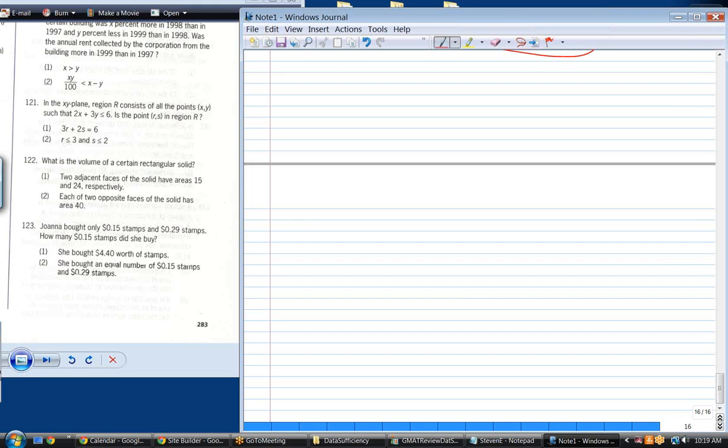There's certainly the trial and error method of solving this, but that's going to take a long time. So I wouldn't recommend that. Let's see if we can set up some algebraic equations. Yeah, I set up 0.15x plus 0.29y. I like it. Plus 0.29y. Yep. Equals 4.40.